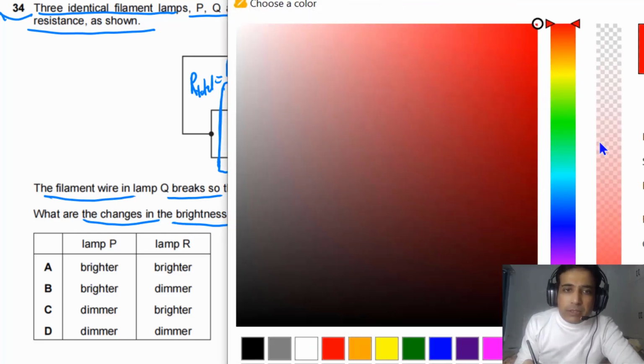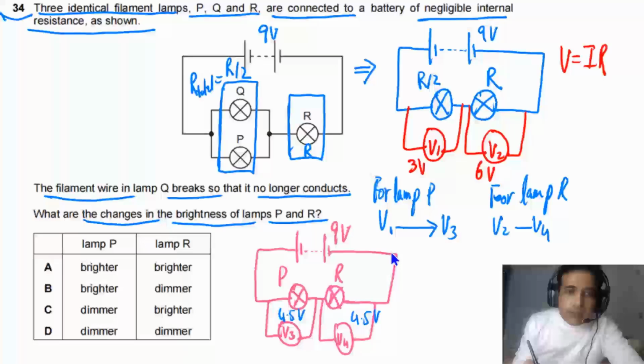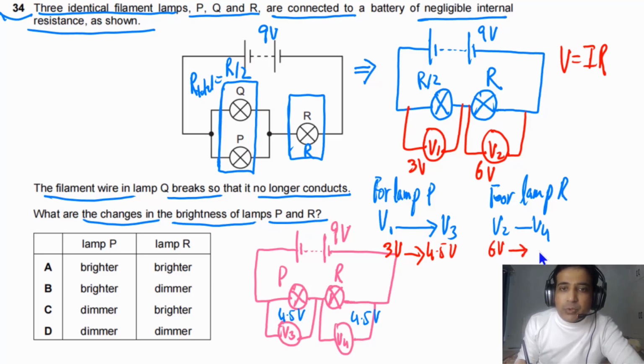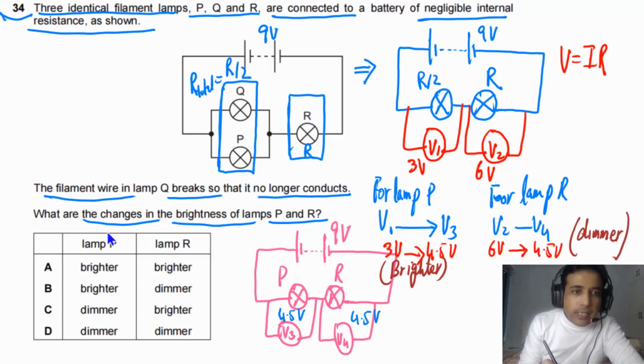So you can see here in this case, we have first of all 3 volts. It increases to 4.5 volts. But in this case, we have 6 volts. It decreases to 4.5 volts. So simply you will say in this case this lamp will be brighter, so this one will get brighter and this one will get dimmer. Lamp P gets brighter and R gets dimmer, so the answer for this question is P.